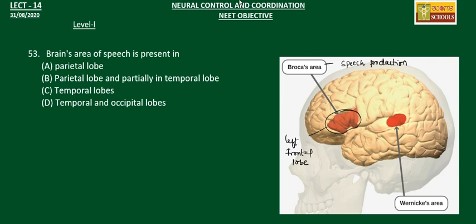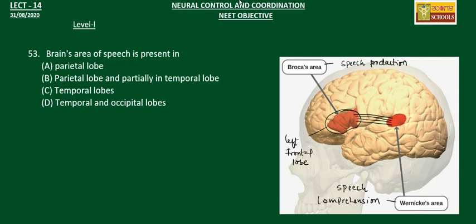And this is connected to another area that lies between the parietal and temporal lobe, through a neural pathway, and that's called Wernicke's area. This Wernicke's area is meant for speech comprehension, okay, right?